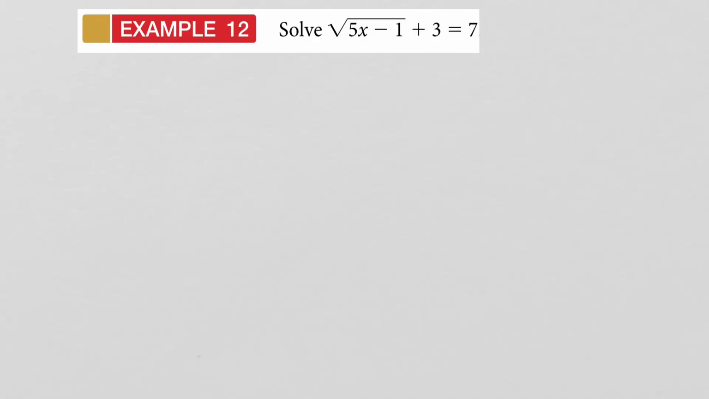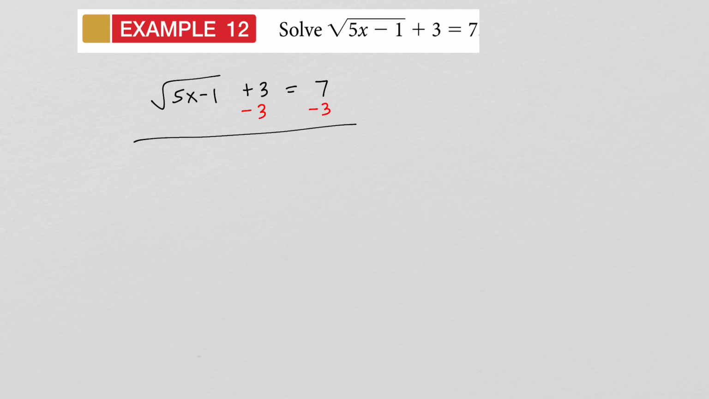In the next example here, it's pretty much the same thing. We have the square root of 5x minus 1 plus 3 is equal to 7. I'm going to subtract 3 from both sides. This is going to isolate the radical. So we want to get that radical all by itself. And then now I'm going to square both sides.